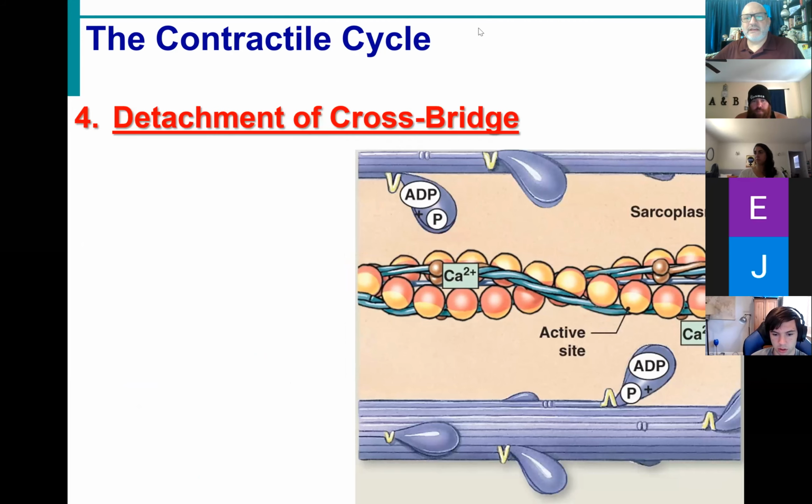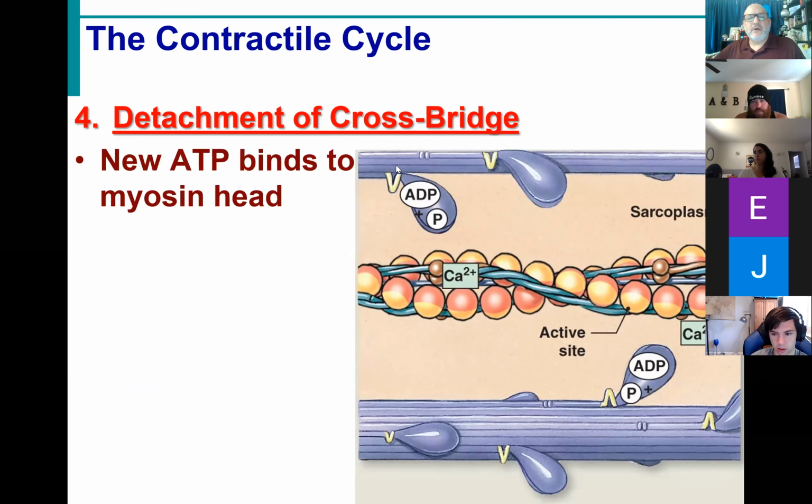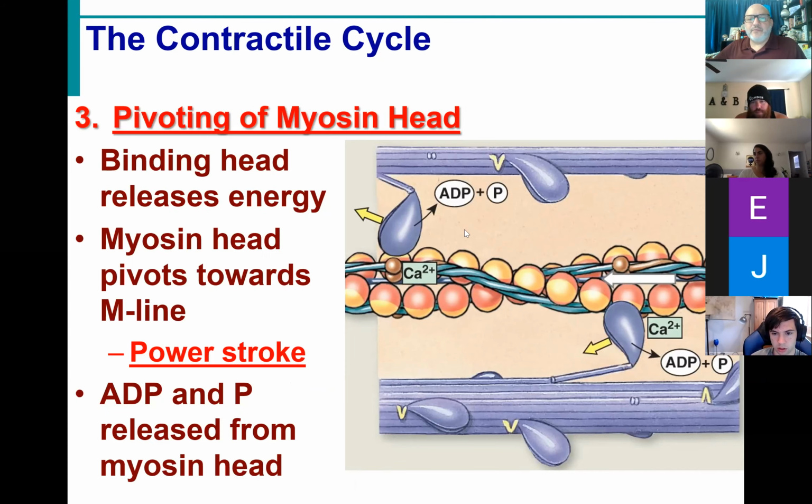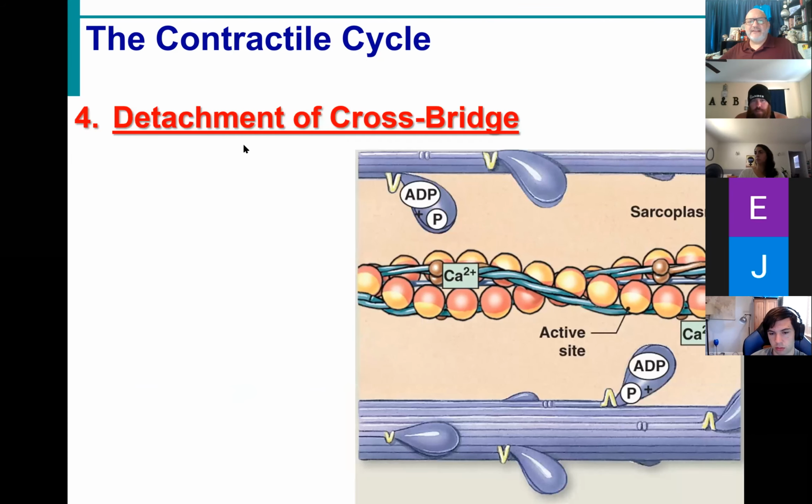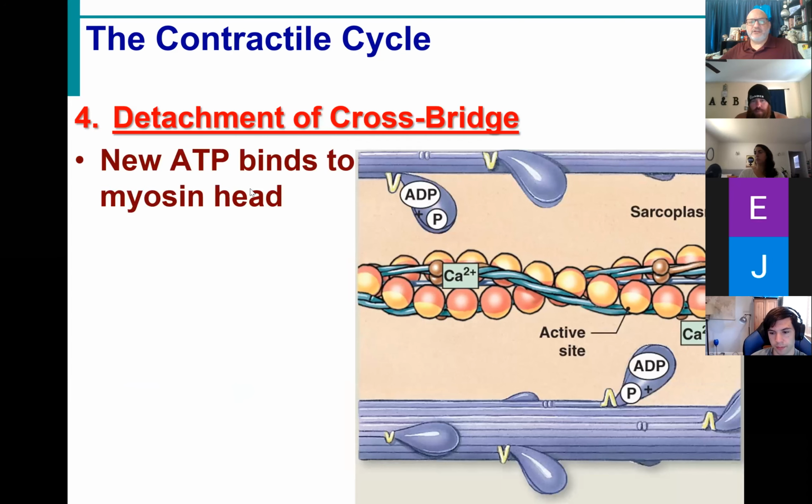This is the picture I don't like. Once our power stroke is completed, now a new ATP can bind to the myosin head. And when it binds to the myosin head, it lets go. Right? So our next step is letting go, and that is the breaking of the crossbridge.